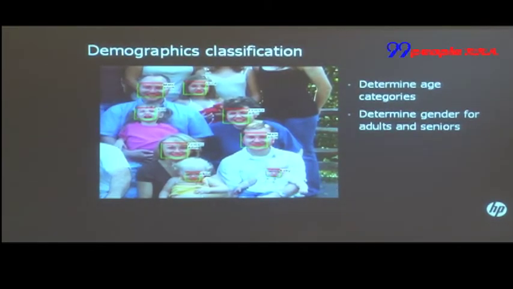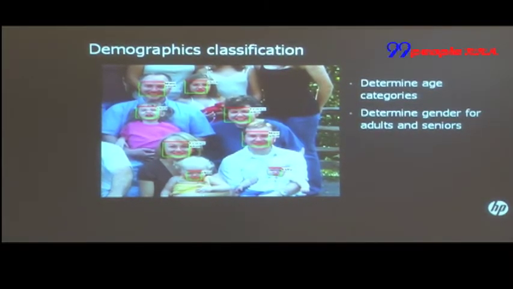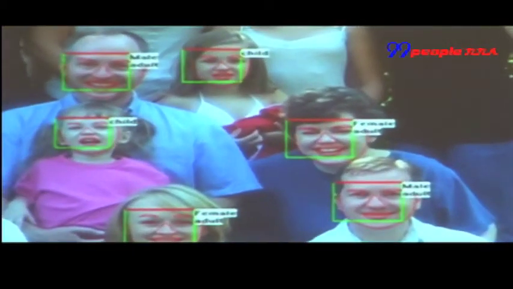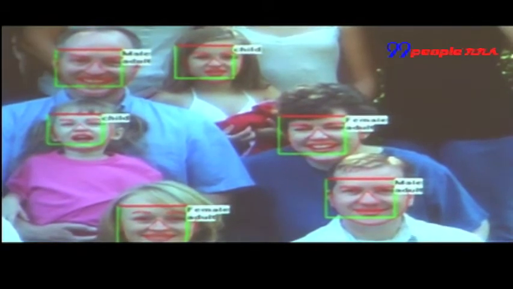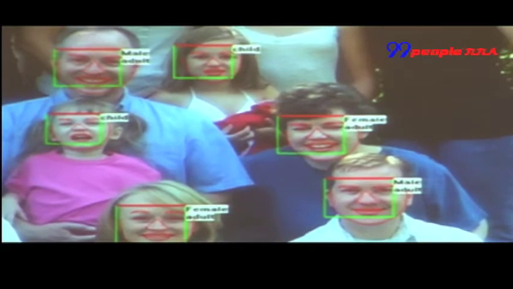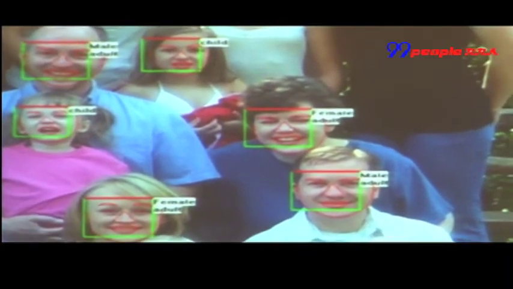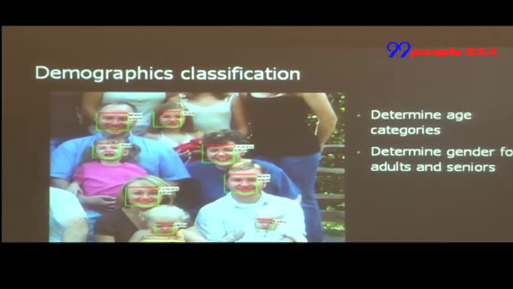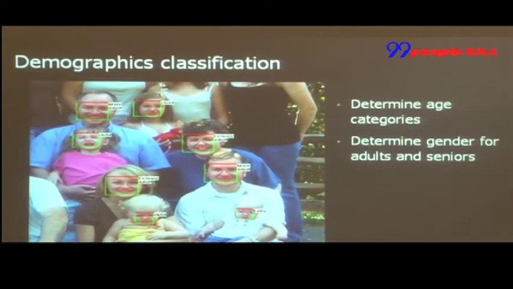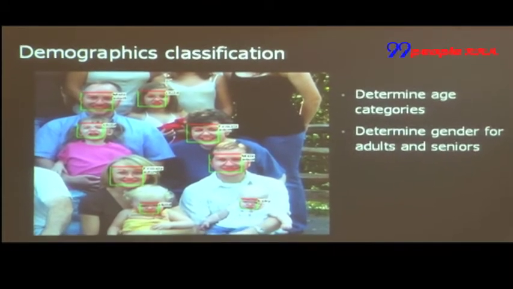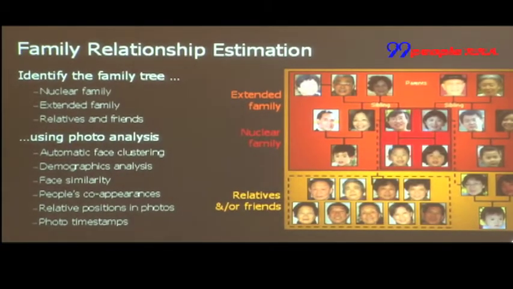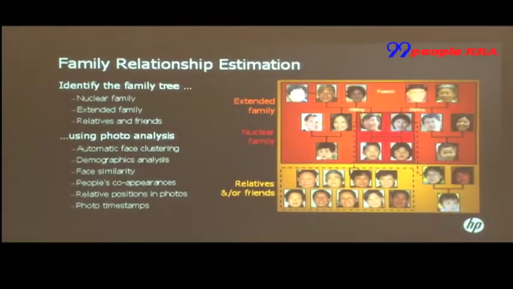And from a technology standpoint, it's enabled by a number of technologies. One is the face clustering that I mentioned. Another one is demographic classification. By looking at the facial features, one can figure out whether someone is an adult or a senior or a child, and also the gender. Now, if you have a lot of photo collections and you can figure this kind of thing out, then what it enables you to do is to figure out the family relationship.